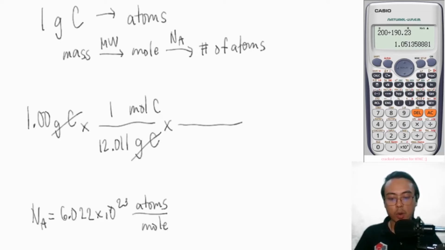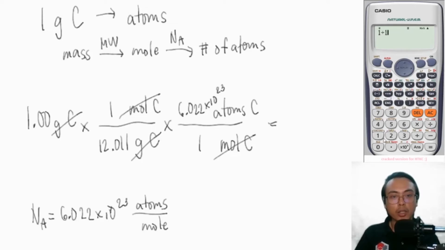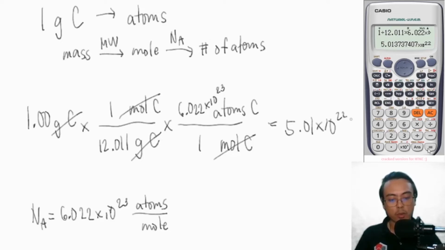So we can use this relationship in our last factor. So in our previous factor, mole is in the numerator. That means in the next factor, it should be in the denominator, moles carbon. And our numerator is atoms of carbon. And using the value of Avogadro's number, we write 6.022 times 10 raised to 23 atoms of carbon per 1 mole of carbon. The number of moles of carbon cancels, and we can now compute for the number of atoms. We compute as 1 divided by 12.011 times 6.022 times 10 raised to 23. Answer, in 3 significant figures, 5.01 times 10 raised to 22 atoms of carbon.